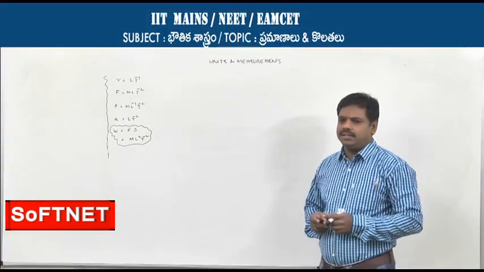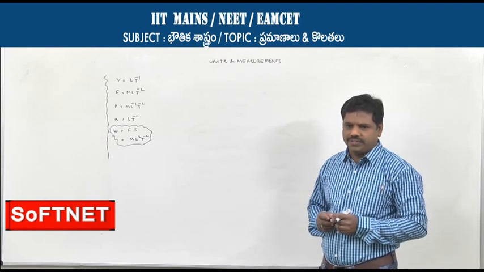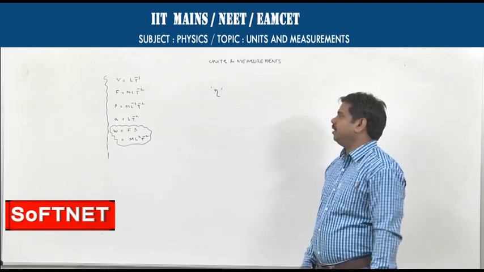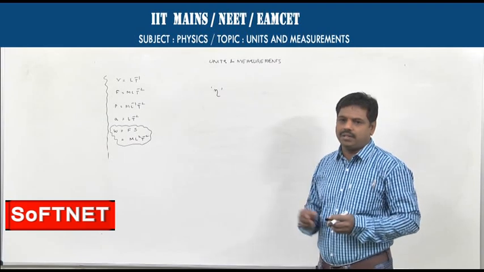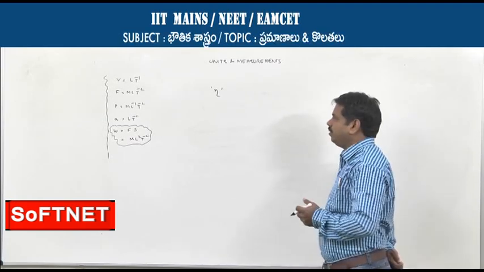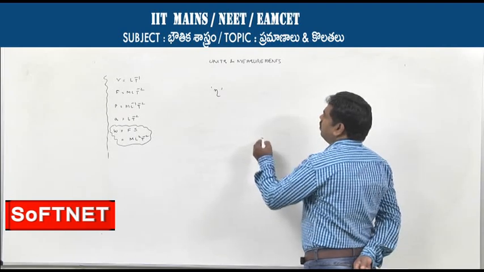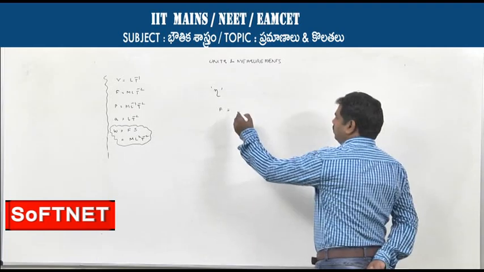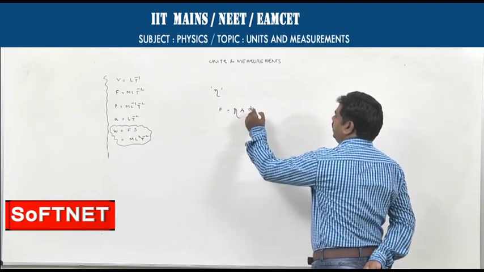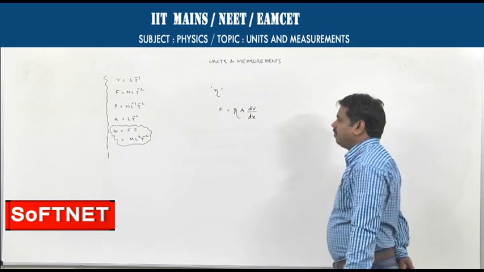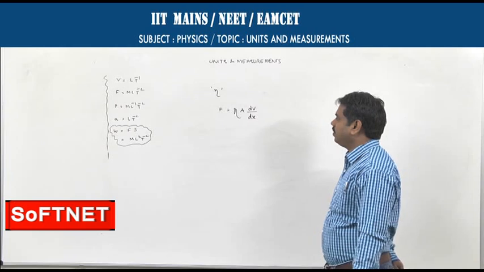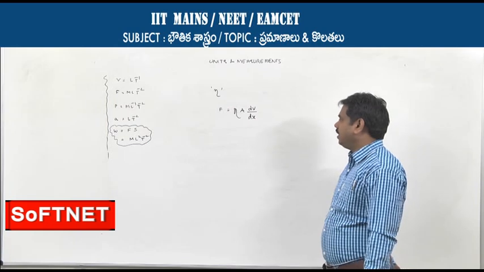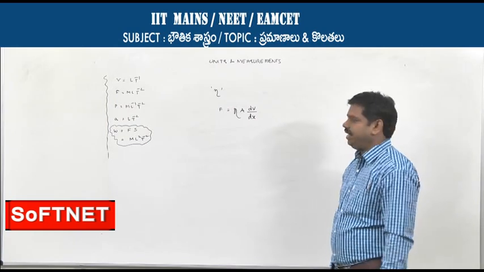And next let us write the dimensional formula of the coefficient of viscosity. To derive its dimensional formula, at least we have to know one of the formulas related to the coefficient of viscosity. We know that the viscous force acting between any two layers of the fluid, F = eta A dV/dx, where F is the viscous force, eta is the coefficient of viscosity, A is the area of the liquid layer, and dV/dx is called the velocity gradient.